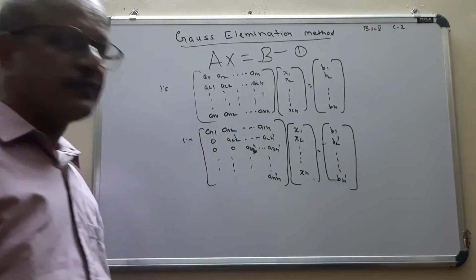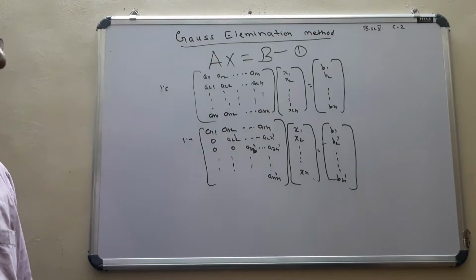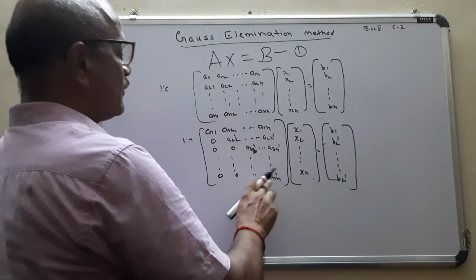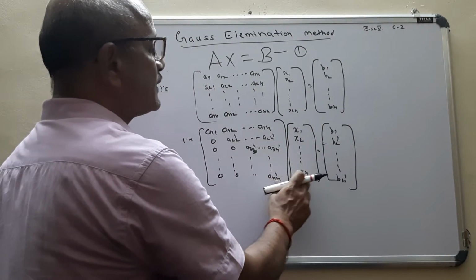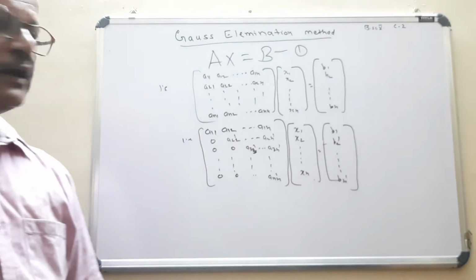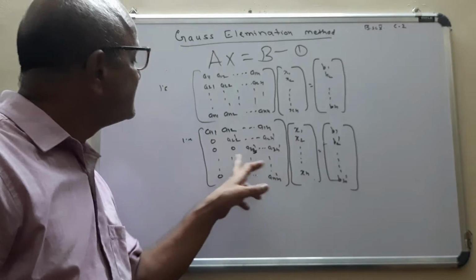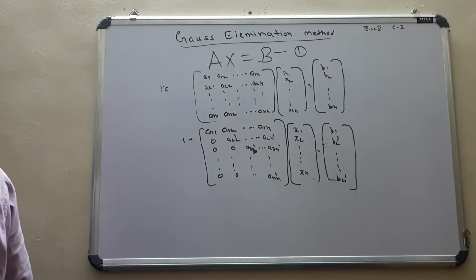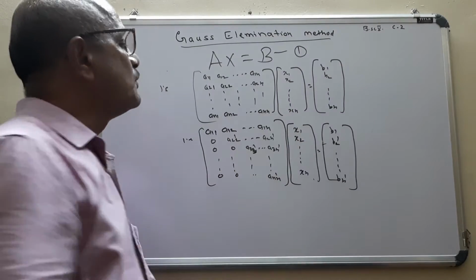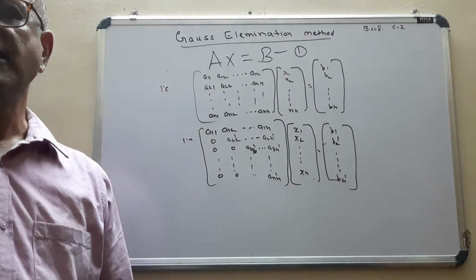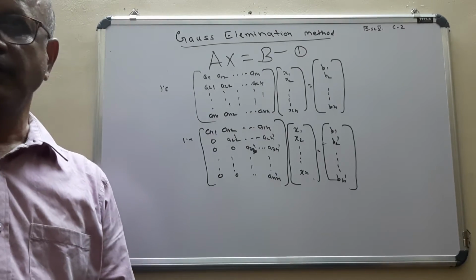Now use the backward substitution method. How? You take, see here, this is 0, 0, 0. Now Ann dash xn is equal to bn dash, so that you will get the value of xn. Now take the last but one row, that will give you the value of xn minus 1 and so on. Finally you will get the value of x1. So this method is known as the Gauss elimination method.